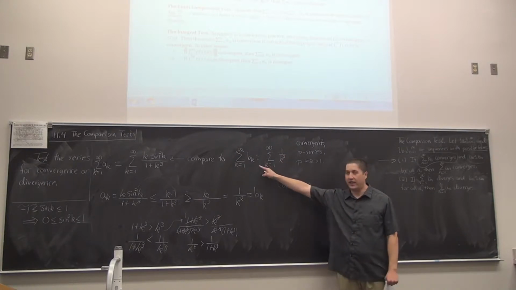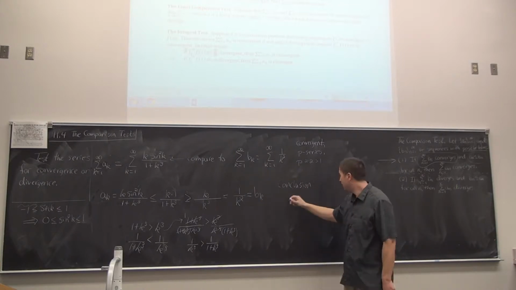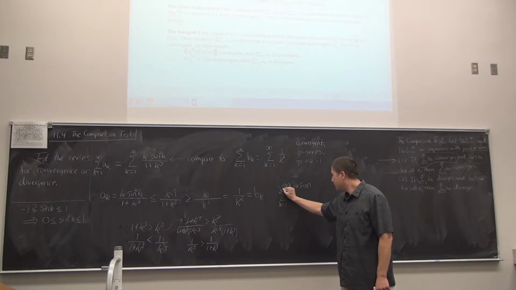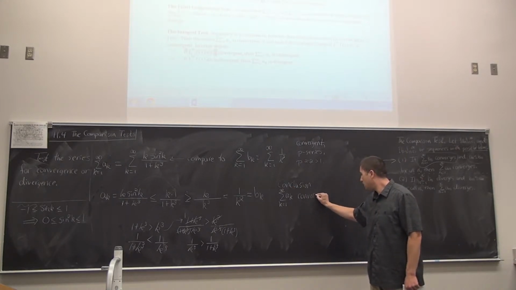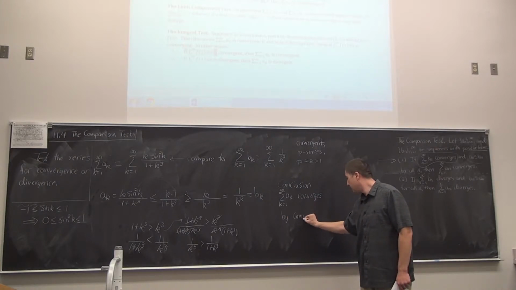we really didn't care that much about b sub k. We just used it to determine if a sub k converges. So the conclusion is that the series, as k goes from 1 to infinity, of a sub k converges. And this is by the comparison test.